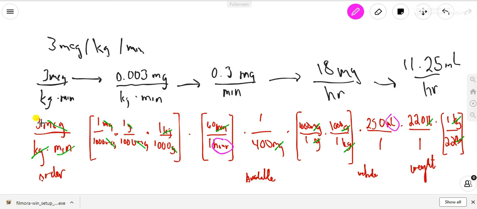So now all we have to do is take all these numbers on the top, 3 times 1 times 1 times 1 times 60 times 1 times 1,000 times 1,000 times 250 times 220 times 1, and multiply them together. And then we can put a 1 down here. 1 times 1,000 times 1,000 times 1,000 times 1 times 400 times 1 times 1 times 1 times 1 times 2.2. And I will calculate that for you.